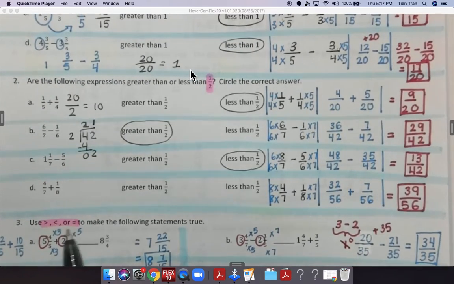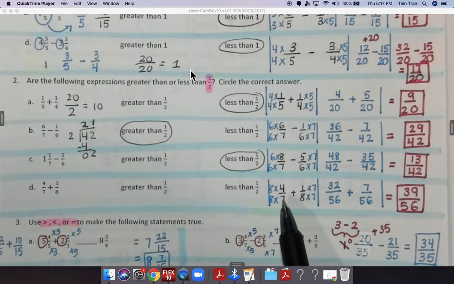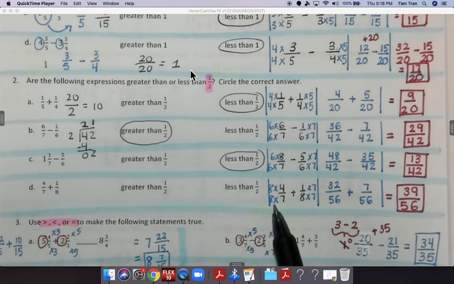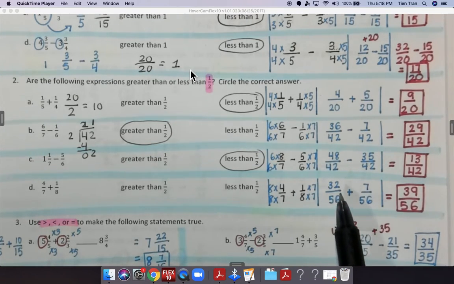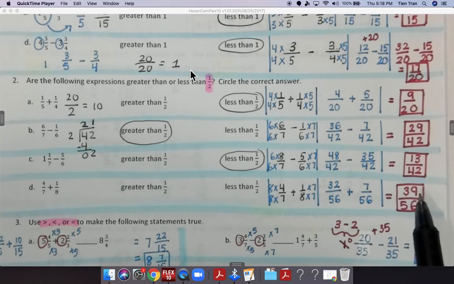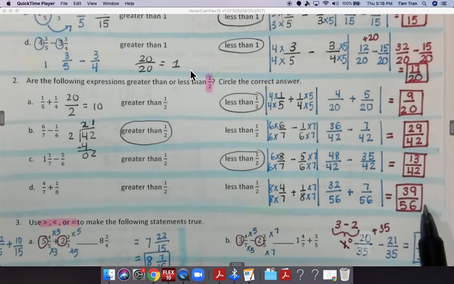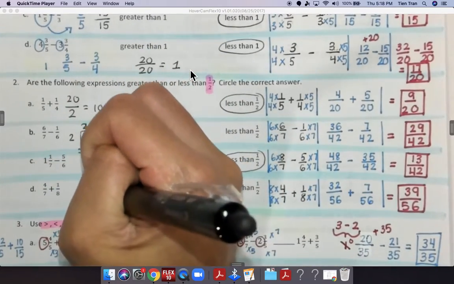For problem D, I have 4 sevenths plus 1 eighth. So my common denominator for 7 and for 8 is 56. 7 times 8 is 56. 4 times 8 is 32. 8 times 7 is 56. 1 times 7 is 7. I'm going to add 32 plus 7, which is equal to 39. My denominator is 56. Now, I'm thinking in my head, what is half of 56?